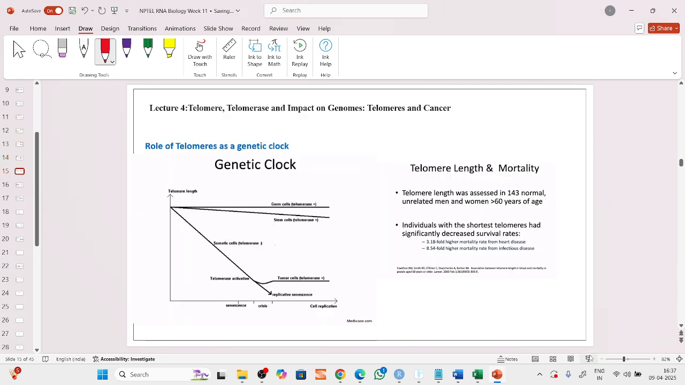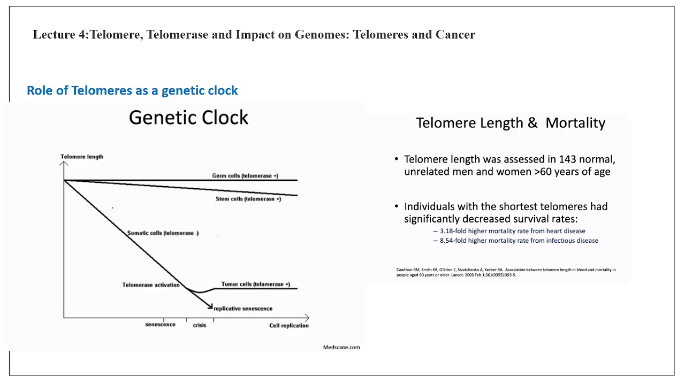Then this is the genetic clock. See here, this is the telomere length and this is the cell replication. As the cell continues to replicate, the telomere length keeps on decreasing in the case of somatic cells. These are somatic cells.